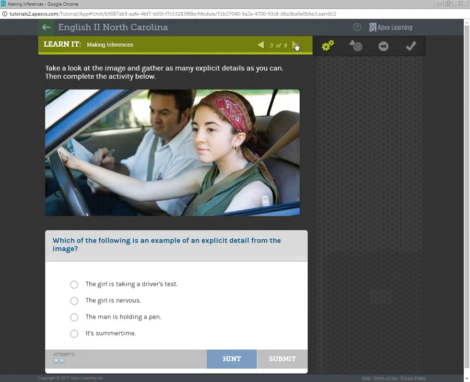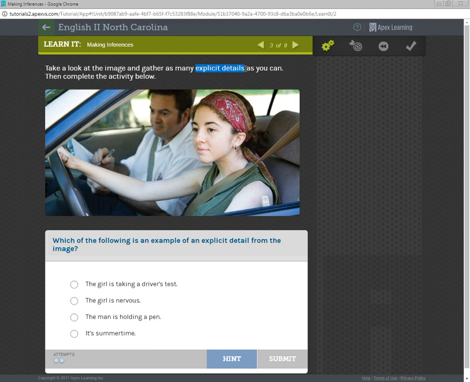Let's look at this image right here and gather as many explicit, that means direct details, what the author is directly telling us. So we don't want to make an inference, we just want to look at the explicit details, what the author is directly telling us. So which of the following is an example of an explicit detail? The girl is taking a driver's test. The girl is nervous. The man is holding a pen. It's summertime.